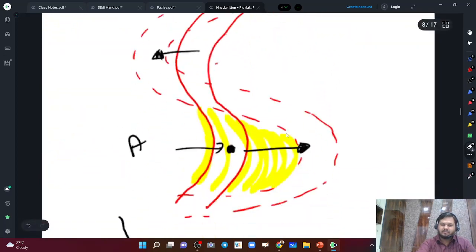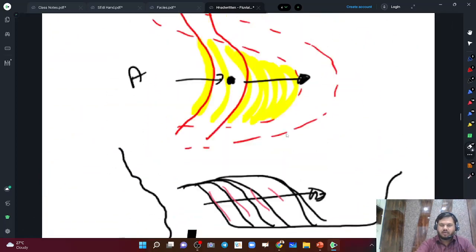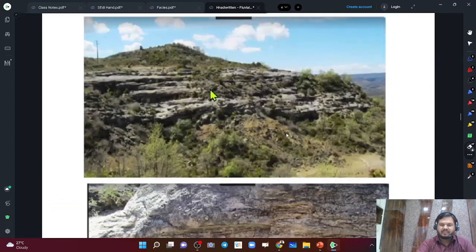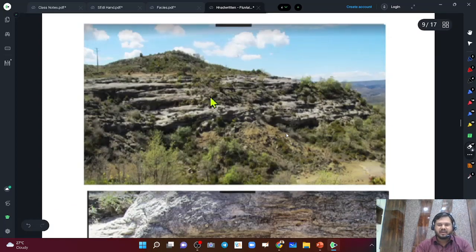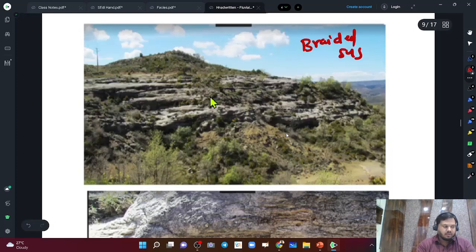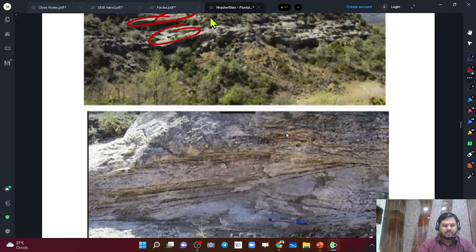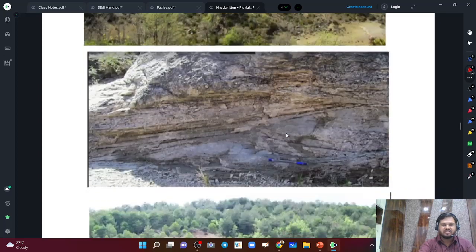This is the diagram. This we have completed. Now these are the field images. This is a field image of a braided system. In a braided system, I said that you get sheet-like sand deposits. So these are sheet-like sand deposits. Similarly, this is again the same picture, but zoomed in.